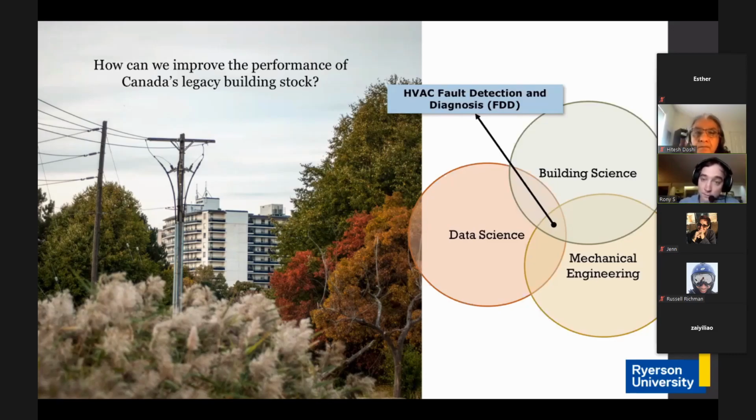The field of fault detection and diagnosis essentially is some sort of routine that observes the operation of equipment, and it evaluates whether or not faults, something that is improperly working, exist in these equipment.